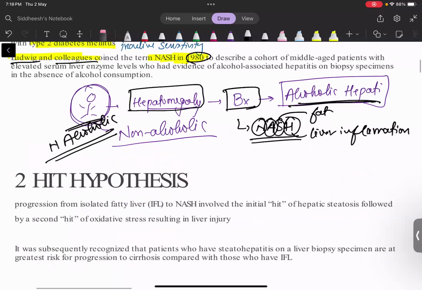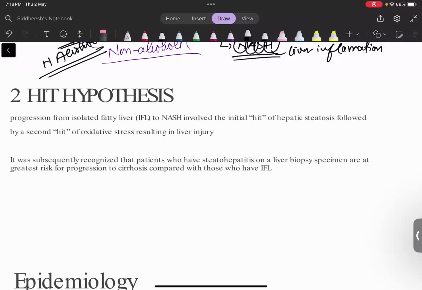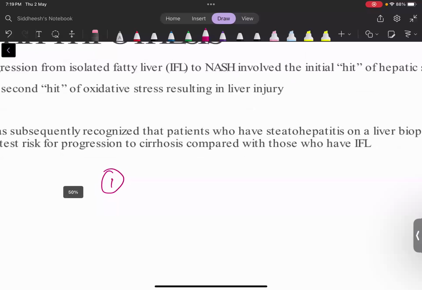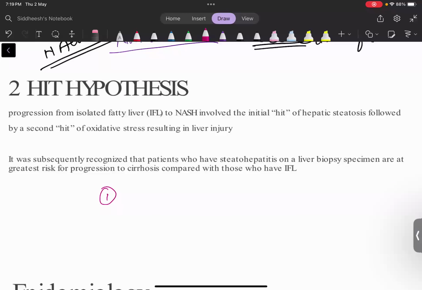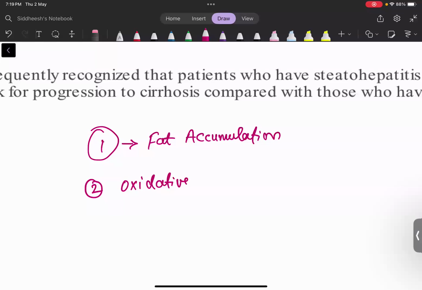Yes, perfect. Now we have one thing that is the two-hit hypothesis. I will make it very simple for you all. Remember my two simple things. Remember this term, two-hit hypothesis. The first step is fat accumulation. The second step is oxidative stress.